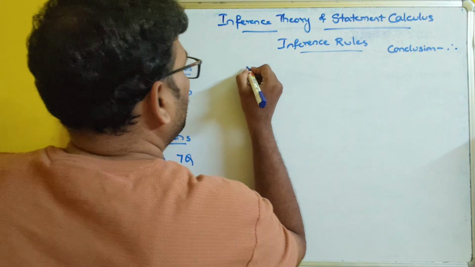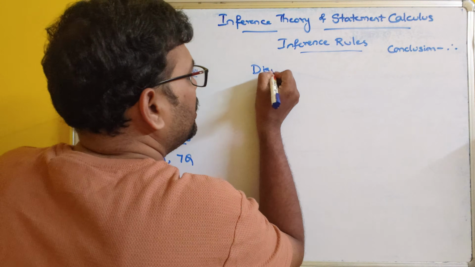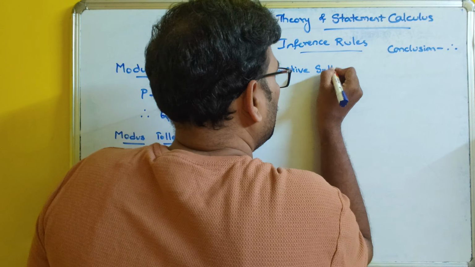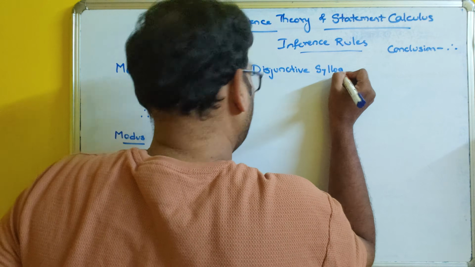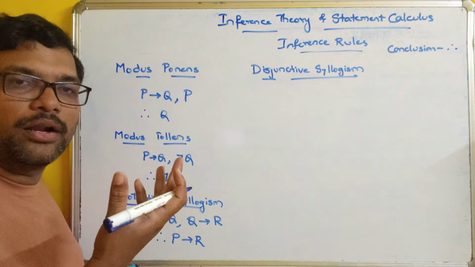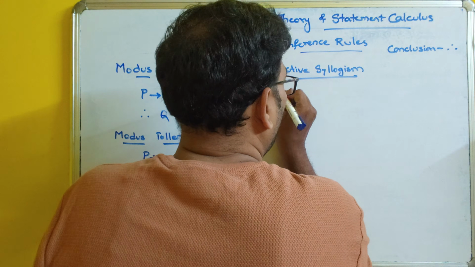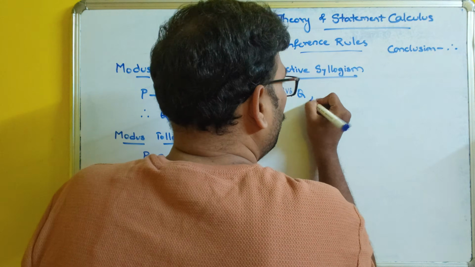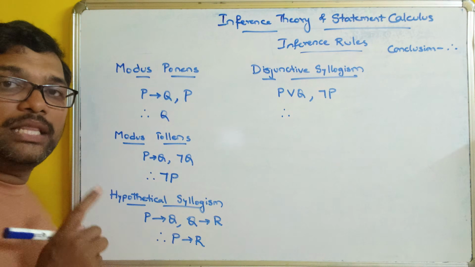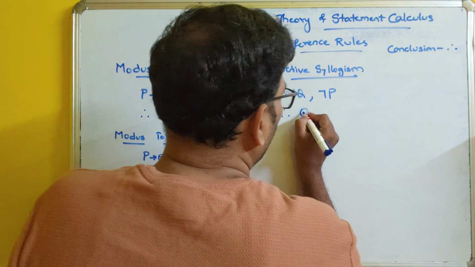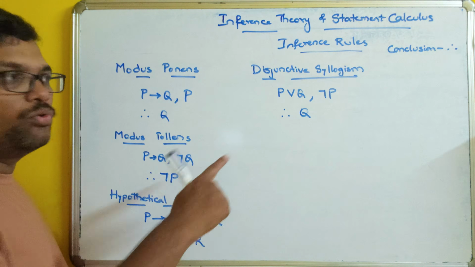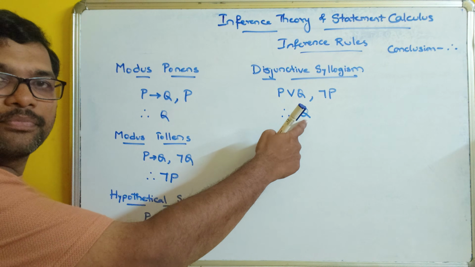Now next one, disjunctive syllogism. Disjunctive means or, right? So if the premises are in the format of P or Q and a negation P, then the conclusion will be Q. So if any premises are in this format, simply we can conclude them with Q.